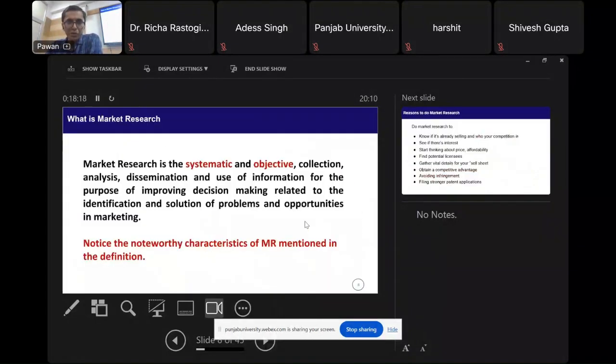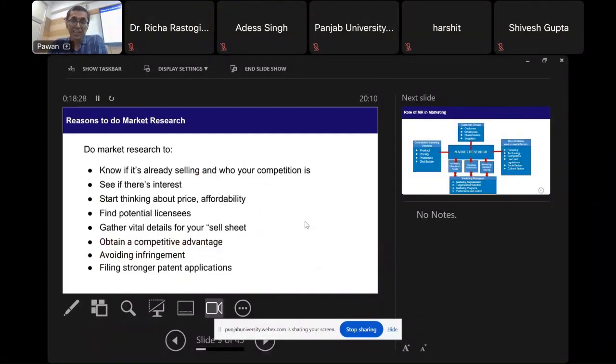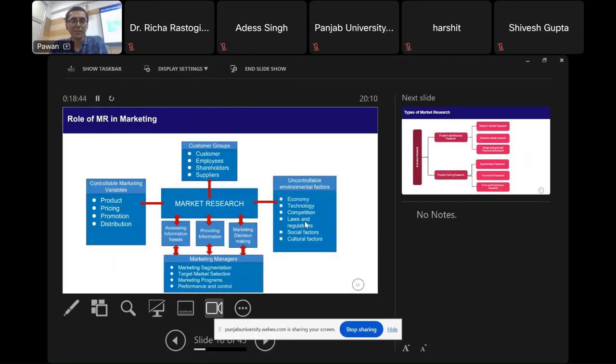Okay, then we spoke about market research. Basically, it's a systematic and objective way of understanding your customer and your business. It can help you answer many things. It can help you understand competition. It can help you understand interest for your product, price and affordability, competitive advantage, any violations, anything related to compliance, those kinds of things.